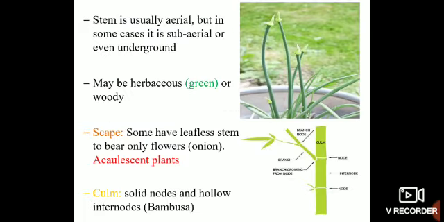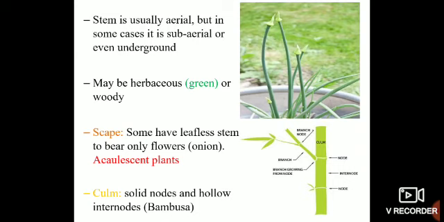And one more important feature is the stems are usually aerial, but in some cases it is subaerial or even underground. When we will focus on the next subtopics in this morphology of stems, you will come to know what are the different types of stems that grow underground. And they may be herbaceous, it means they may be green. You might have seen some plants in which the stems are completely green, or they may be woody. You also have seen plants in which the stems are woody, they contain xylem and phloem.